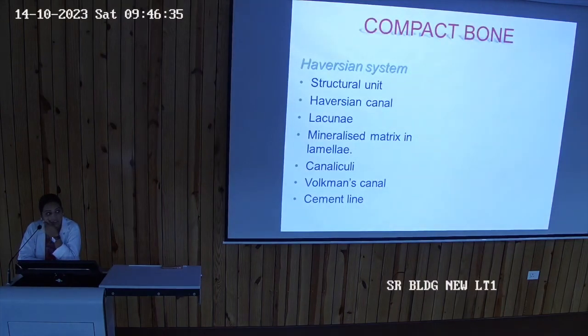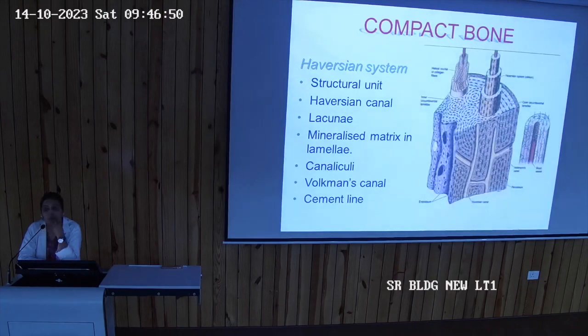So what are the contents of this osteon? There is a Haversian canal which is present in the center. It will appear lighter in color as compared to the surrounding structures. Then it has a circular arrangement of the bony matrix. Within the laminae, there are small spaces which are known as lacunae. So what is seen as black dots indicates osteocytes present in the lacunae.